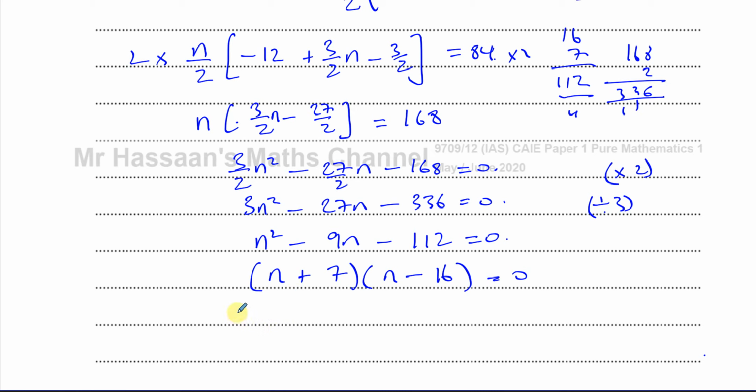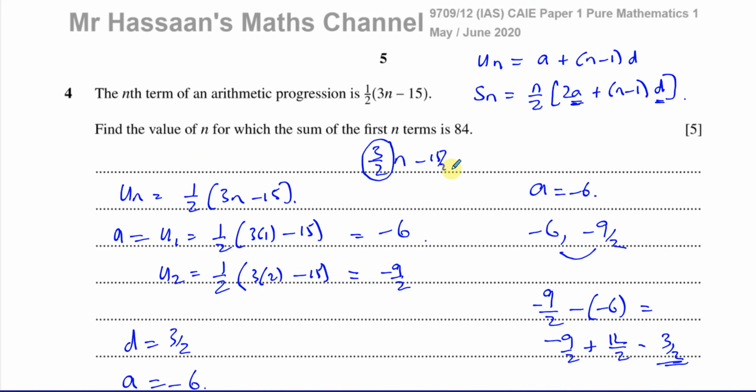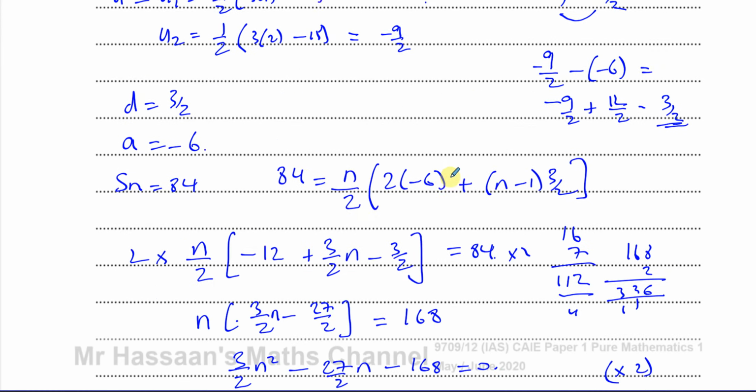So we got n equals -7, which cannot be possible because it's a series. It starts always with the first term, and n equals 16. So therefore, we can say n equals 16 is our answer. We can't have a negative position for a term. We can have negative terms, of course. The first term is negative, but the series or the sequence starts from the first term, n equals 1.